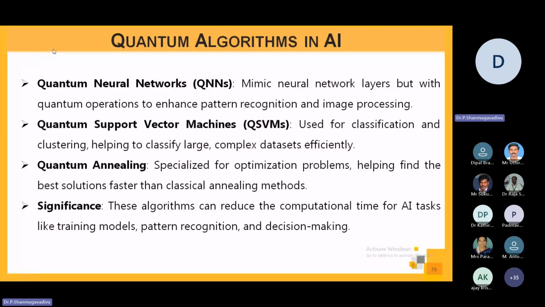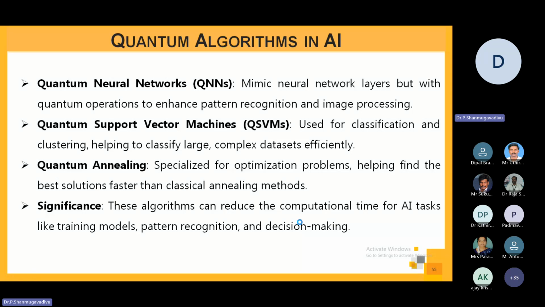Then we have got quantum support vector machine used for classification and clustering with the help of quantum computing. Then quantum annealing is another approach specialized for optimization problems, helping to find best solutions faster than classical annealing methods. And what is the significance of all these methods? These algorithms can reduce the computational time for AI tasks like training the model, pattern recognition, decision making. This is the new era that is evolving.